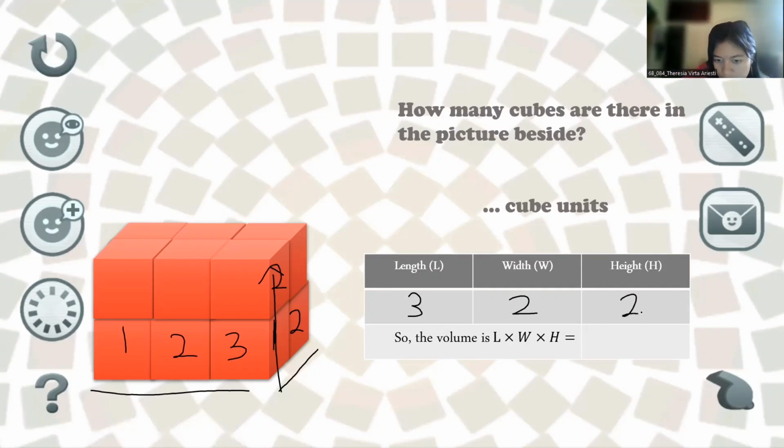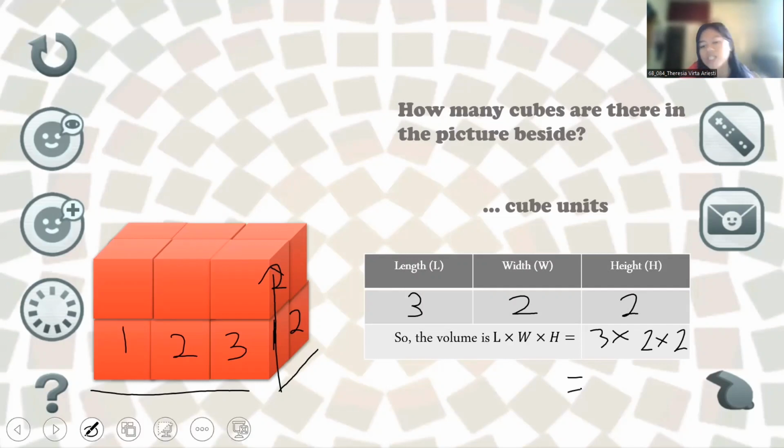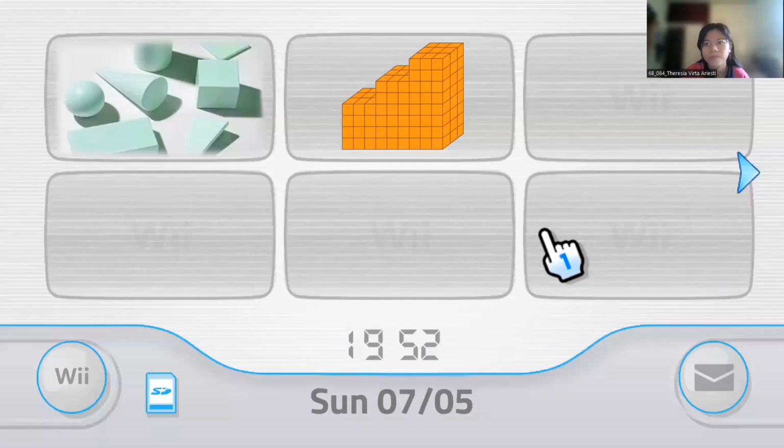So how can we count the volume of the cuboid? We can use the formula L cross W cross H, or length cross width cross height. 3 cross 2 cross 2. We got the answer is 12. So how many cubes are there in the picture beside? 12 cube units. So now we're going to go to the first picture.